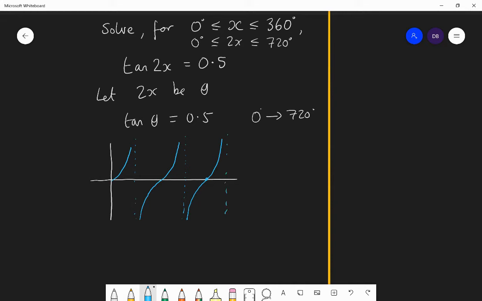So that whole process will repeat again. So we'll have that there was 180, that there was 360. The next one will be 540. And the next one will be 720.